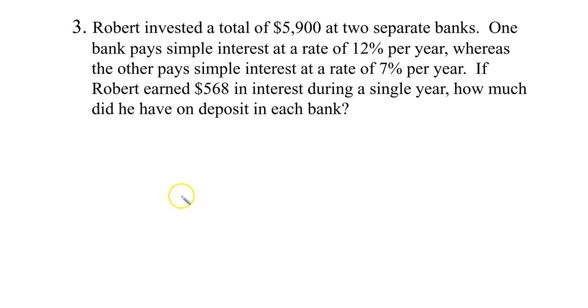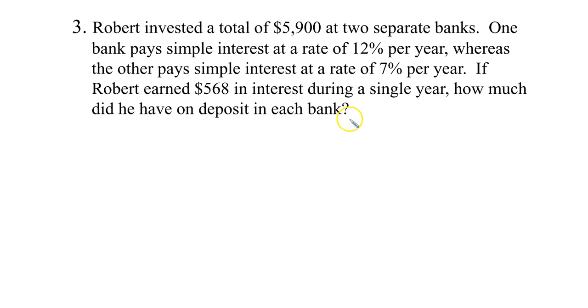Let's look at problem number 3. Robert invested a total of $5,900 at 2 separate banks. One bank pays simple interest at a rate of 12% per year, whereas the other pays simple interest at a rate of 7% per year. If Robert earned a total of $568 in interest during the first year, one single year, how much did he have on deposit in each bank?